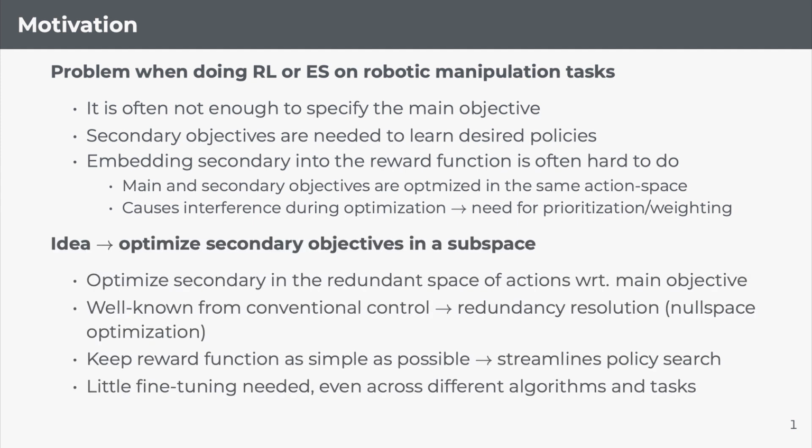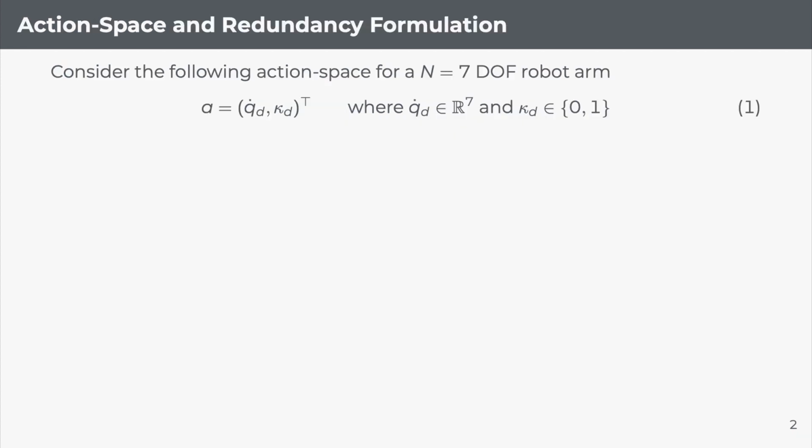Our idea is to optimize secondary objectives separately in a subspace of the actual action space. This subspace of actions is redundant with respect to the main objective. This is a well-known approach from conventional control, where it is considered as redundancy resolution, which is a null space optimization technique. This allows us to keep the reward function as simple as possible, which streamlines the algorithm setup. We show that our approach requires little to no fine-tuning, even when applying to different policy search methods and across different tasks.